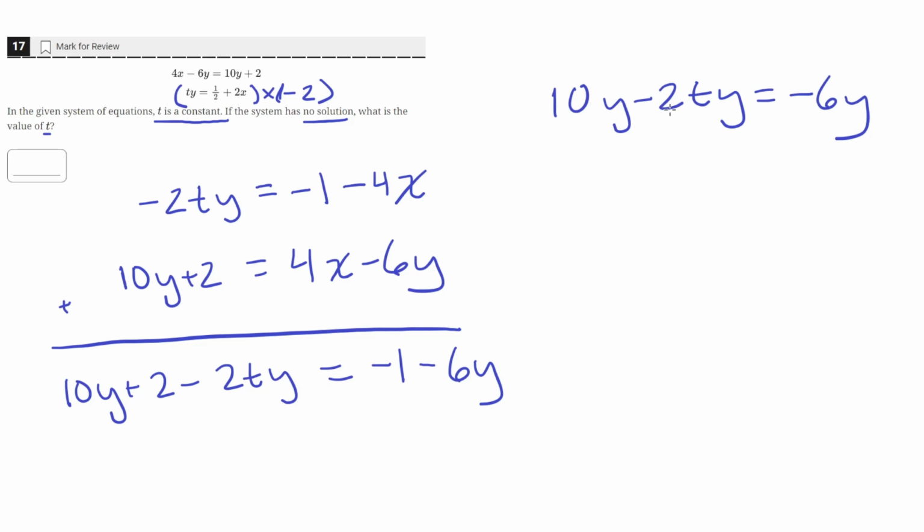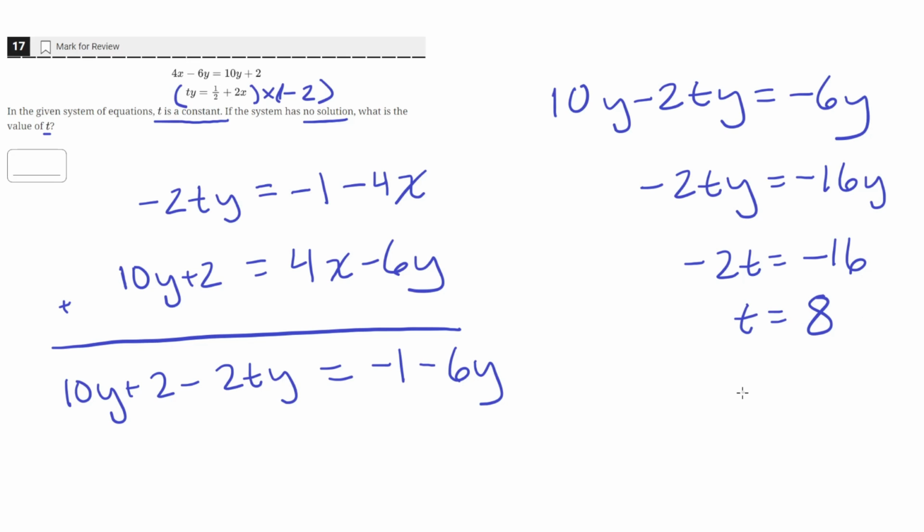So we can solve for t here. -2ty equals, after we move the -10y to the other side, we'll get -16y. Then we can cancel out the y here to get -2t equals -16. So then t has to equal 8.